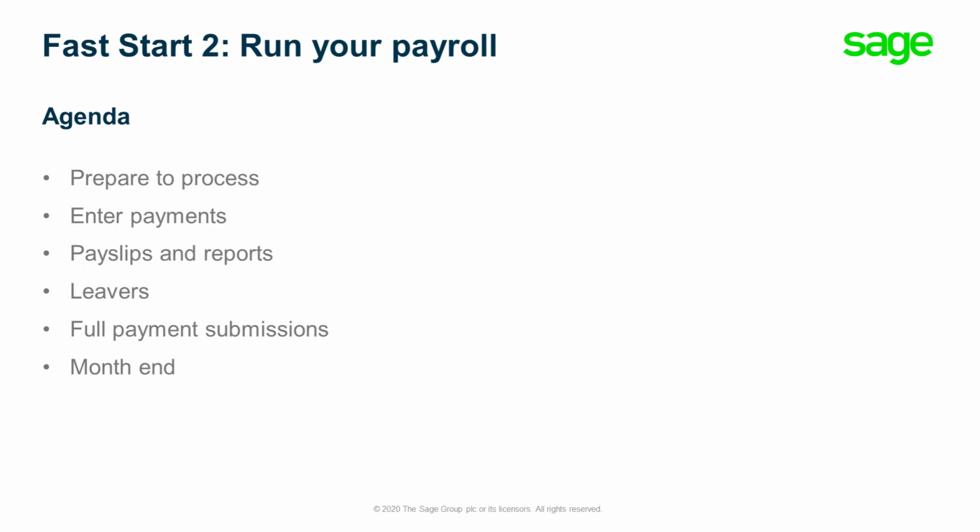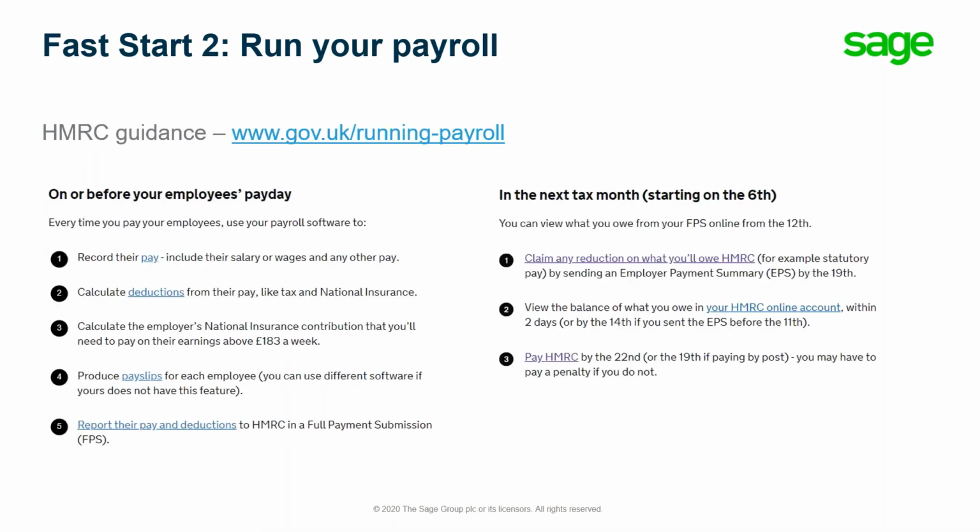So I'm going to begin by giving a little bit of context to all of the tasks we'll be completing in the software by referring you to some of the guidance published by HMRC. You can read this guidance following the link in your handout or at gov.uk/running-payroll. And it outlines the tasks that you need to complete on or before your employee's payday and some of the tasks to complete as you reach the next tax month.